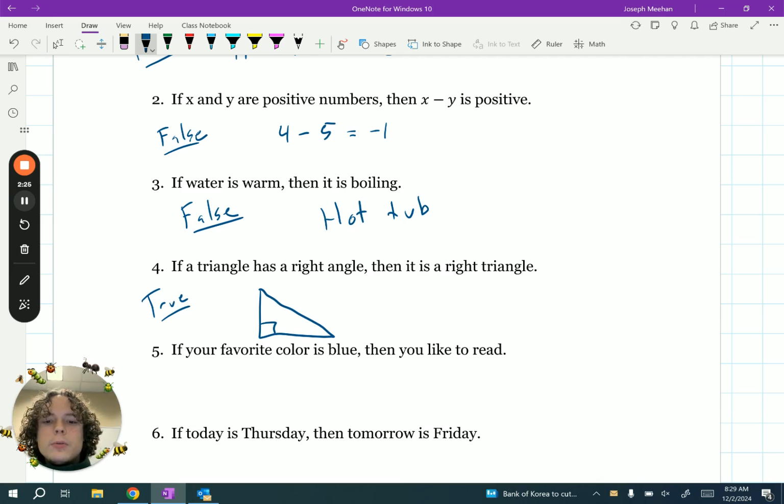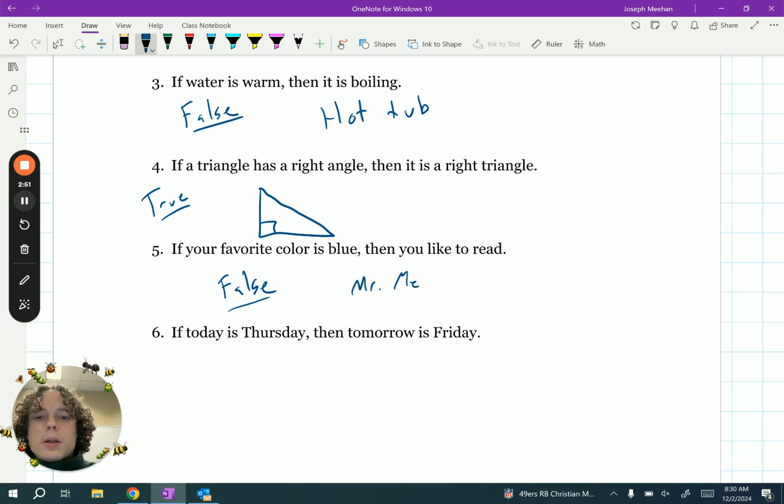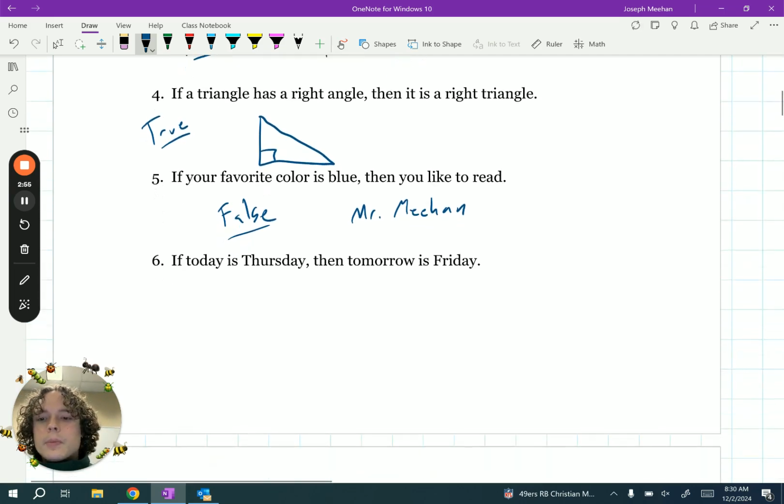If your favorite color is blue, then you like to read. Well, let's think about this, right? What if my favorite color was blue and I didn't like to read? Then that wouldn't be true, right? And I'm sure there's somebody out there whose favorite color is blue and they don't like to read. All right, so this has to be false. And if you know somebody who has a favorite color blue and they don't like to read, just write down their name as an example. I'll write down my name, Mr. Meehan. His favorite color is blue, but he doesn't like to read.